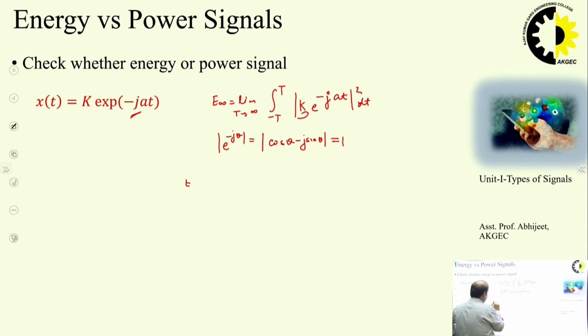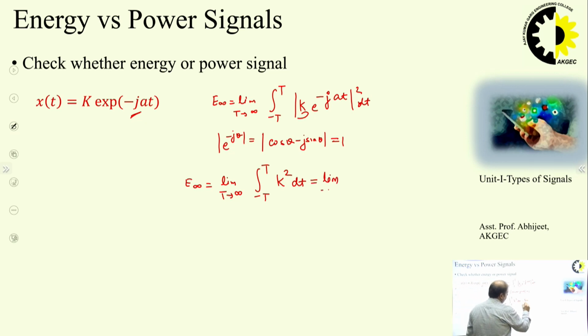So our E infinity formulation now looks like limit T tends to infinity integral from minus T to plus T of K square dt. If we integrate with respect to t, there is no function of t in the integrand itself. Therefore, I will get only the period, which is 2T. So I will get limit T tends to infinity K square times 2T. This is what we will get. If we put the limit, the E infinity tends to infinity, which means the signal is not an energy signal. We are not sure whether it is power or not, that we will evaluate and see. But till this time, if we put the limit T tends to infinity, since T stands here, we'll get infinity.